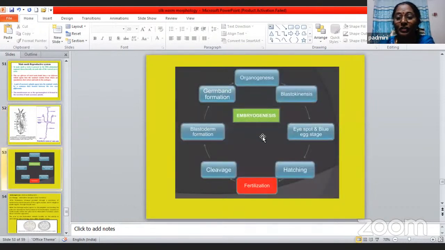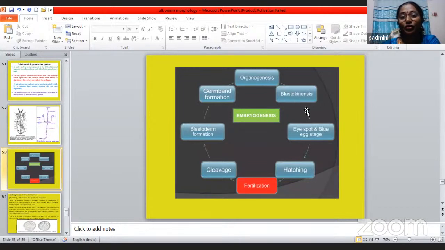Coming to embryogenesis, embryogenesis is divided into different parts. That is, after fertilization, the fertilized eggs undergo cleavage, and after cleavage they undergo blastoderm formation. Then you have germ band formation. Then after the germ band, organogenesis occurs, where the organs are developing inside them. And as organogenesis is occurring, blastokinesis occurs. Blastokinesis is the reorientation of the larva inside.